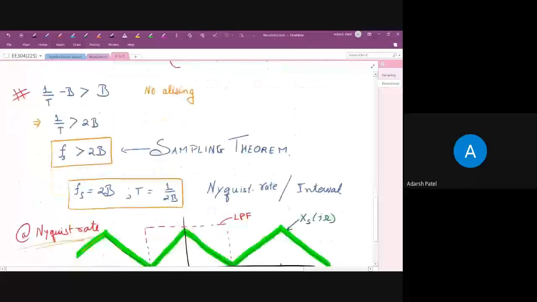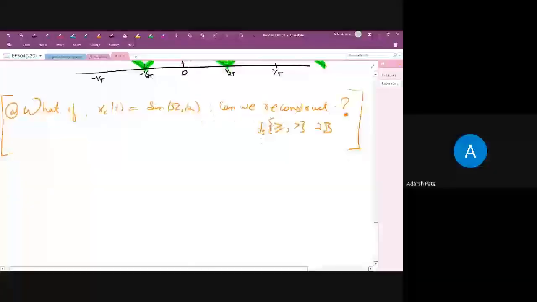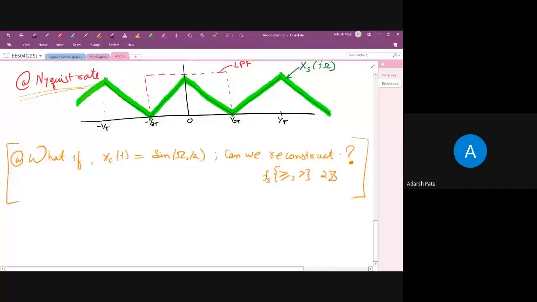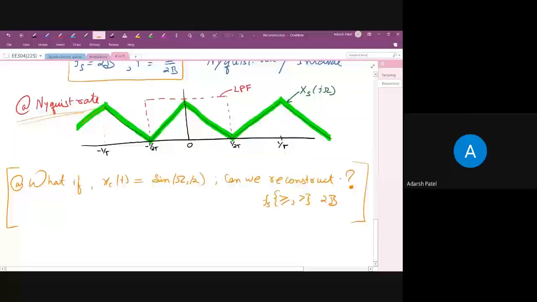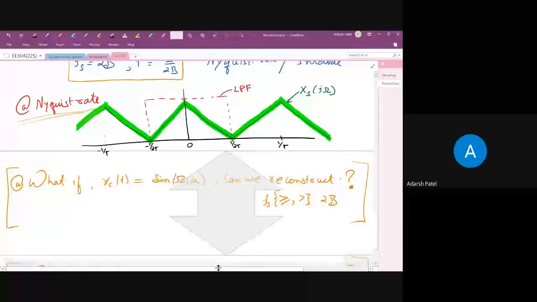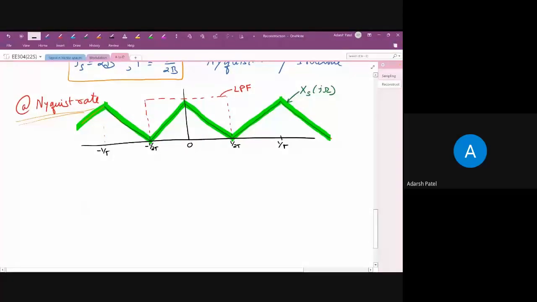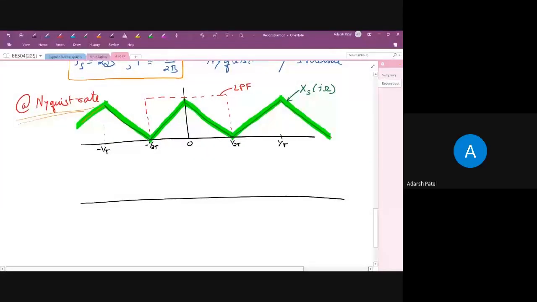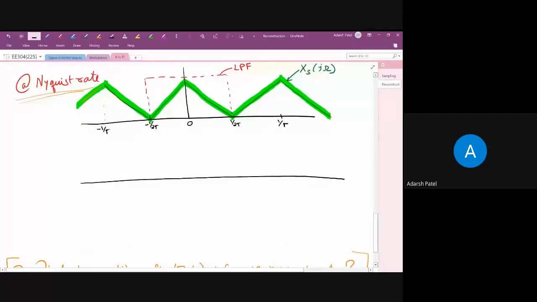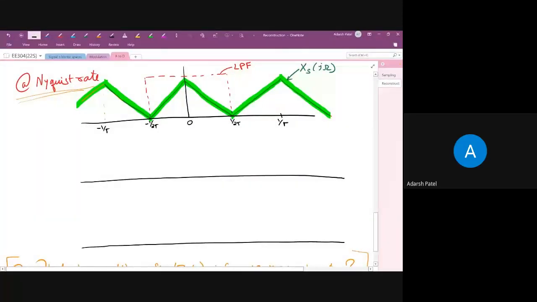How did we actually do reconstruction? If this was Xc(j omega), let us draw beneath it again so that it is more clear. Now, instead of writing the low pass filter here, let's draw the low pass filter again.